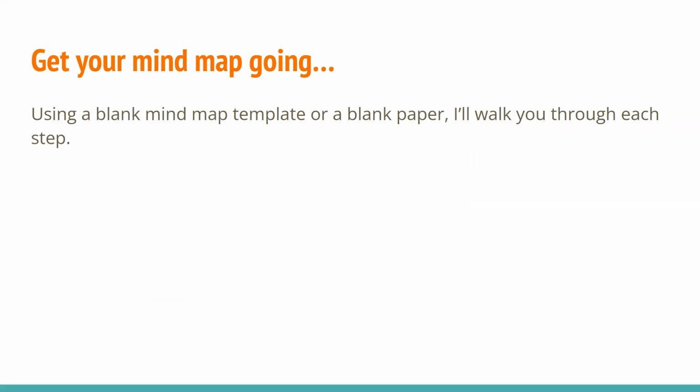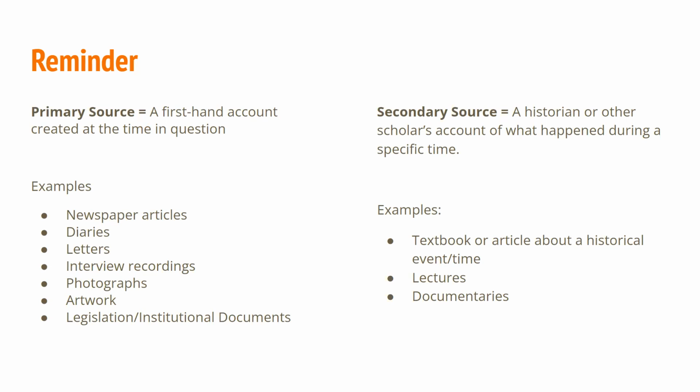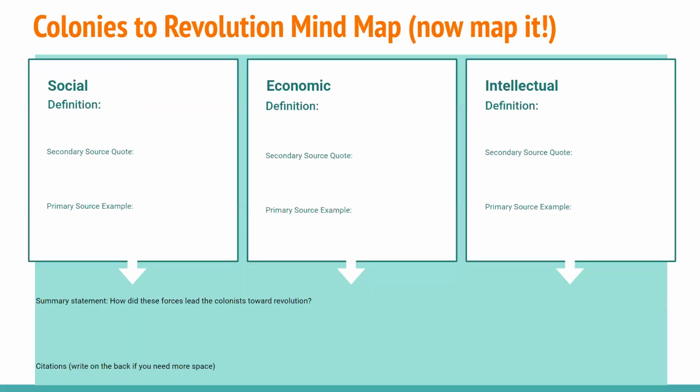Okay, get your mind map going. Using a blank mind map template or a blank piece of paper, let's walk through each step. Now, reminder, you might be wondering, wait, primary sources, secondary sources, what is all this? A primary source is a first-hand account created at the time in question. I'm talking newspaper articles, diaries, letters, interview recordings, photographs, artwork, or legislation. A secondary source is what I'm doing with you today, a historian, a scholar, telling you what happened during a specific time. This might come in the form of a textbook or an article, a lecture, or a documentary.